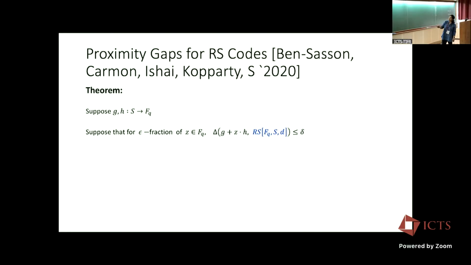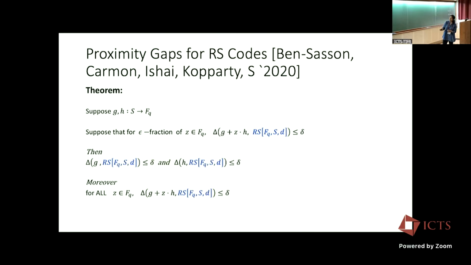Then this theorem is saying that suppose for many of the z's, so many points on the line, you intersect the ball of radius delta. Then for all the points on the line, you must intersect balls of radius delta. Okay, so that's what I mean. But what is epsilon and what is delta? I need to tell you. For what epsilon and delta do we manage to prove this result?